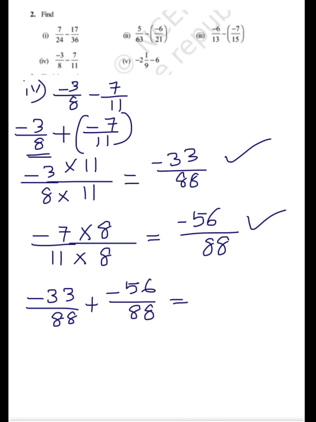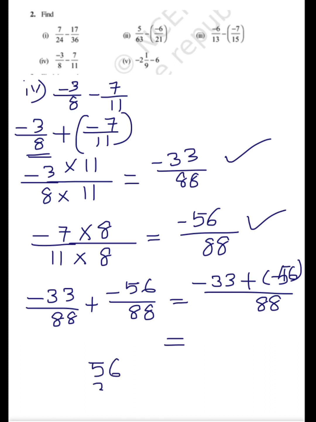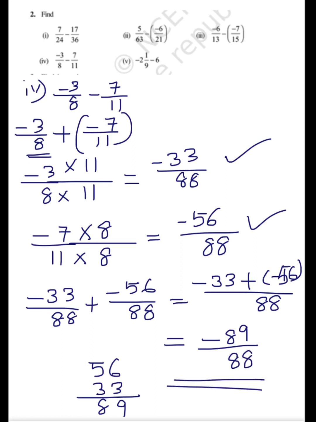So here how will you do it? Minus 33 plus minus 56, okay, divided by 88. So in the numerator you can see that both have got the same sign, which is minus. So you can just add them. That is 56 plus 33. Then what will be the answer? 9, 8. So 89. And you have to put the minus sign. So minus 89. Okay, divided by 88. This will be the answer. That is minus 89 by 88 will be the answer for this question. Okay. Now let's see the fifth question.